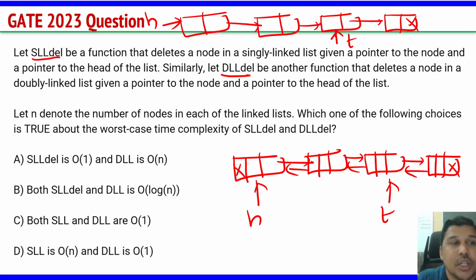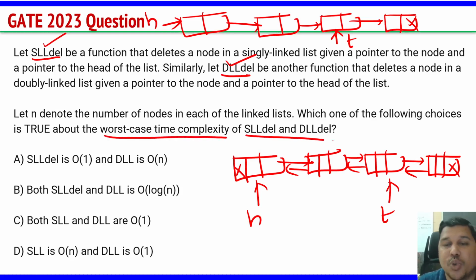Now, the question is, so there are 2 functions, single linked list delete and double linked list delete. Let n be the number of nodes in each of this linked list. Which of the following choices is true about worst case time complexity of these 2 functions? So, before we go and understand worst case time complexity, let us understand how much time it takes to delete a node. Okay. And in the beginning, in the end, at any given position.